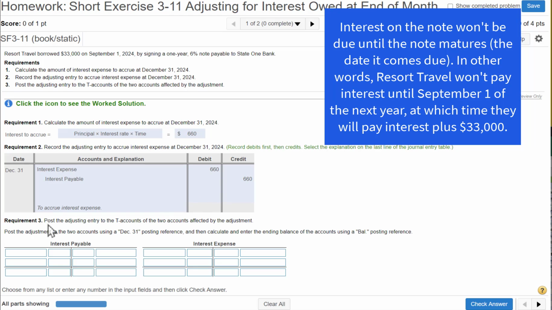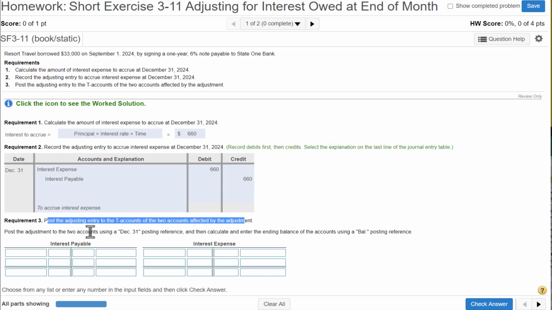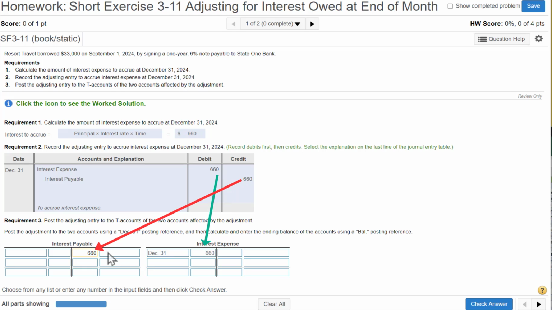And then it says, post the adjusting entry to the T account, so the two accounts affected by the adjustments. So when you're posting, you're just going to take the first one. Interest expense is a $660 debit. So I'm going to debit that. And when was it debited? On December 31st. And then the next one is interest payable, $660 on the right side, December 31st.